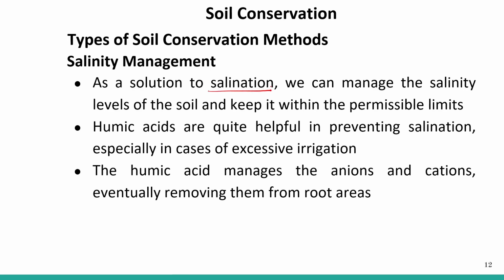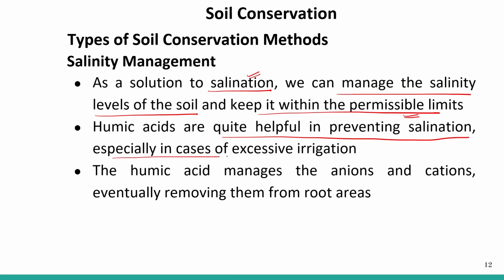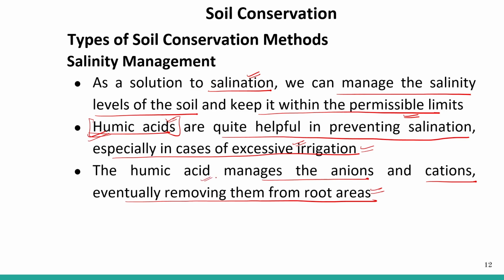As a solution to the salination, we can manage the salinity level of the soil and keep it within the permissible limit, right? Humic acids are quite helpful in preventing salination, especially in the case of excessive irrigation. Humic acid is present in the humus, right? So if we are having excessive irrigation, then we must make sure our soil contains this acid. The humic acid manages the anions and cations, eventually removing them from the root area. So the excessive salt can be removed with the help of humic acid, and the salinity level can go down.